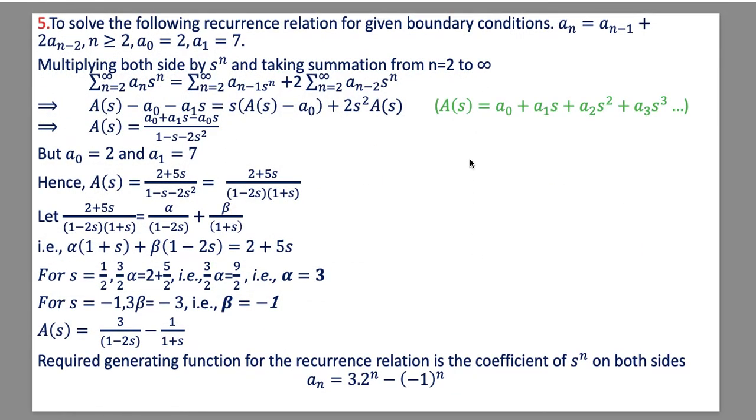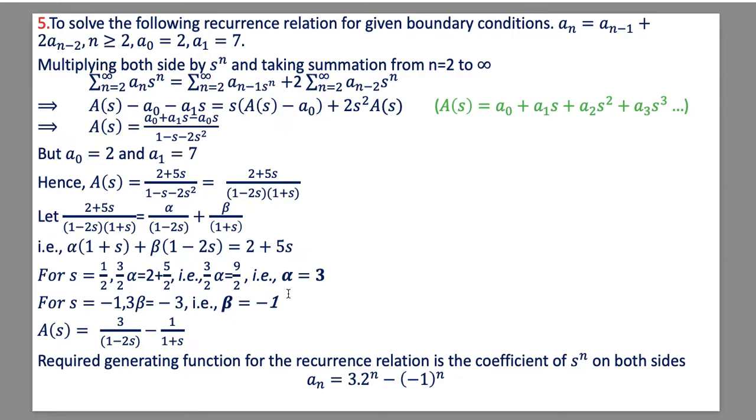One more example, we will find the solution of an equal to an minus 1 plus 2 an minus 2, n greater than or equal to 2, for a naught equal to 2 and a1 equal to 7. The method is the same for all the examples. First we multiply each term by Sn, then we take the summation depending upon the value of this subscript. So here it is n minus 2, so we are taking summation from n equal to 2 to infinity. All the steps are similar.